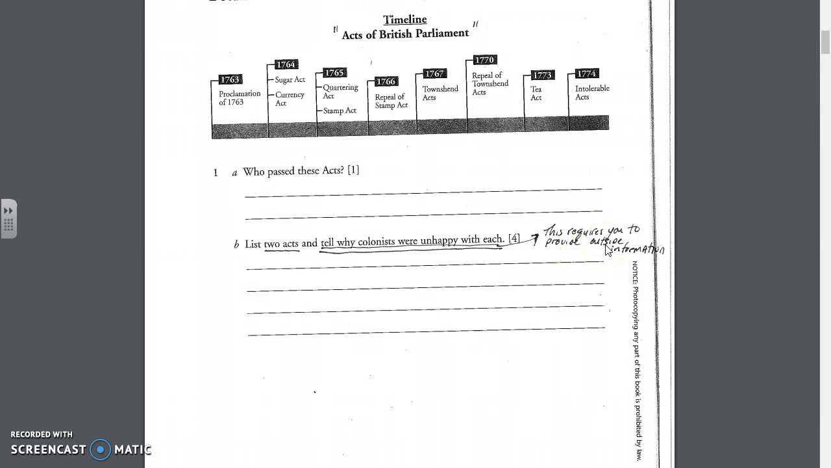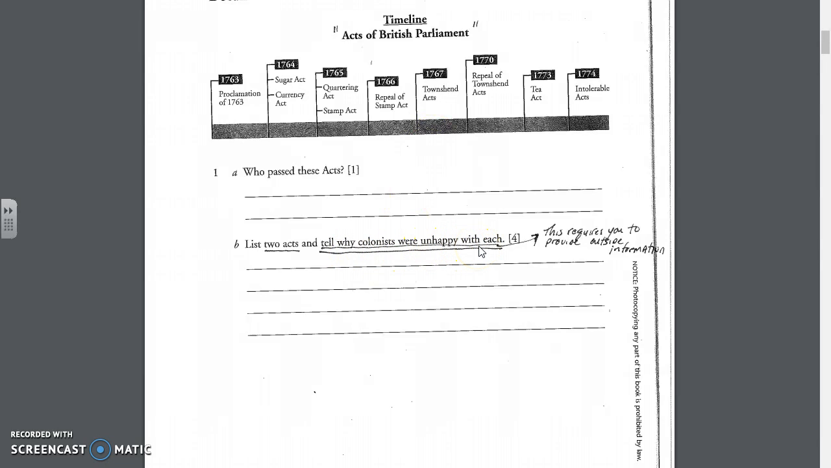Now clearly you can list 2 acts by finding them on the timeline. So the first place you're going to look to answer question 1B is on the timeline. And clearly you can find 2 acts. You can answer that part of question 1B by listing any of the 2 acts that appear on the timeline. Now where you're going to be required to find outside information and provide additional details is that none of the British acts up here provide details as to why the colonies were unhappy with each.